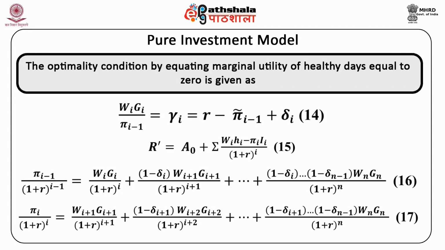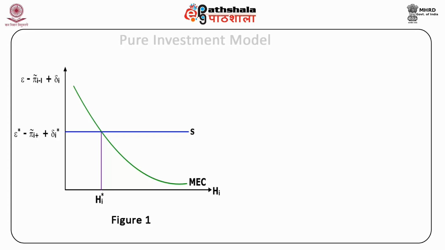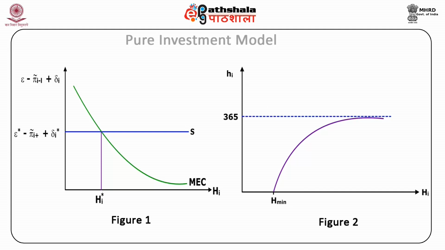MEC is negatively sloped due to the diminishing marginal product of health capital, which is reasonable to assume with the upper limit of 365 healthy days. Equilibrium is established at a point where the MEC curve, demand, is equal to the S curve, supply, as shown in figure 1. The production function of healthy days shows a relationship between health stock and number of healthy days as shown in figure 2. Its slope measures the marginal product of health capital.